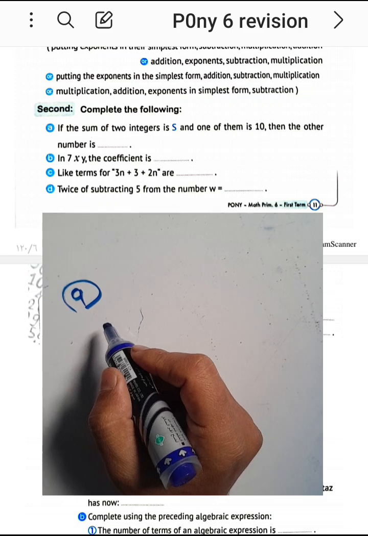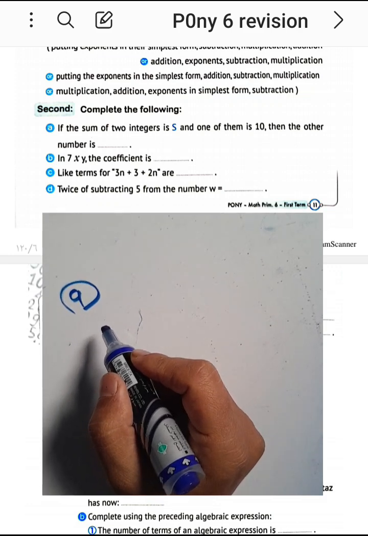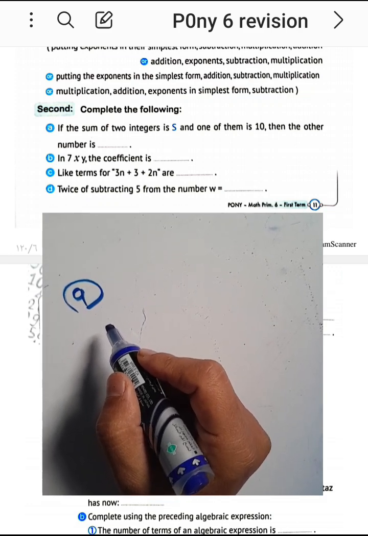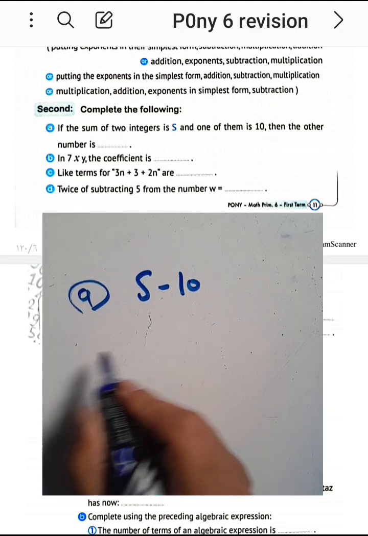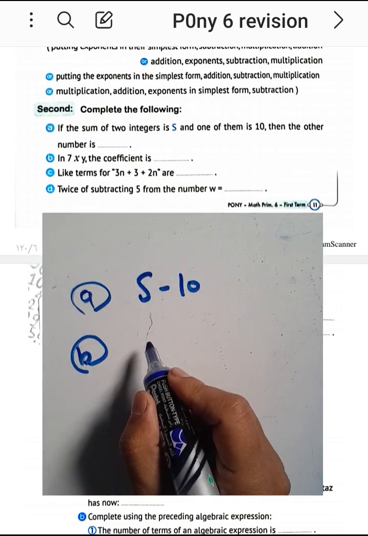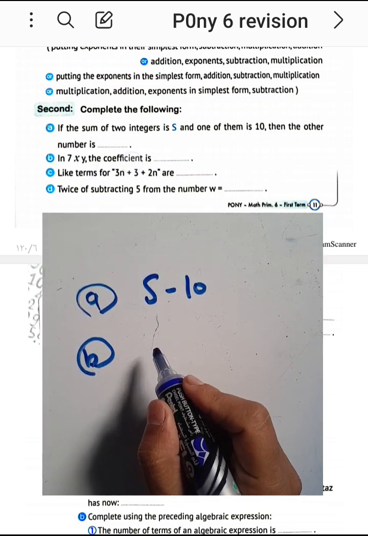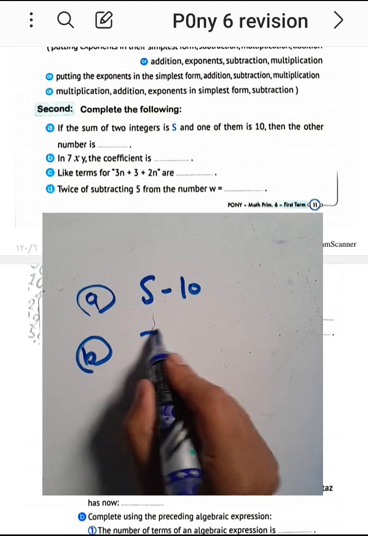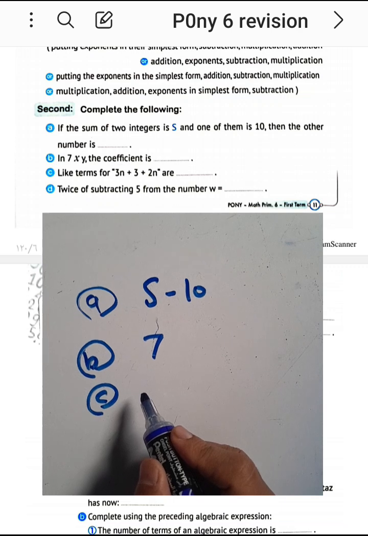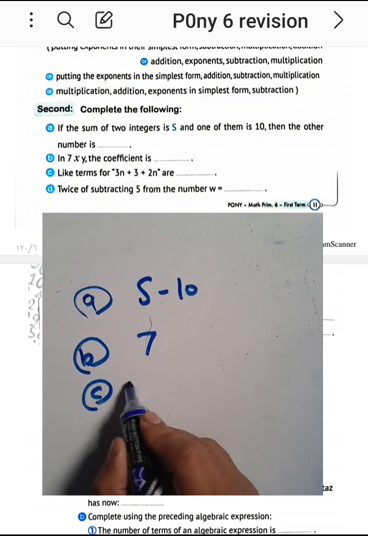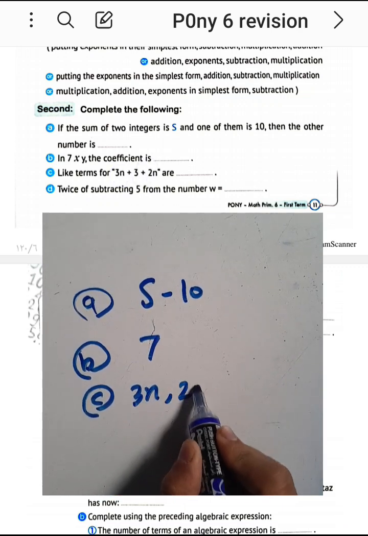If the sum of two integers is s and one of them is 10, then the other number will be s subtract 10. Letter B. In 7xy, the coefficient here will be 7. We call it the coefficient. Letter C, like terms here: in 3n plus 3 plus 2n, the like terms are 3n and 2n.